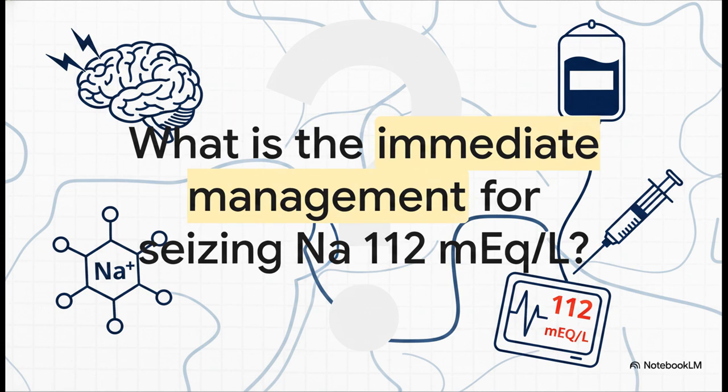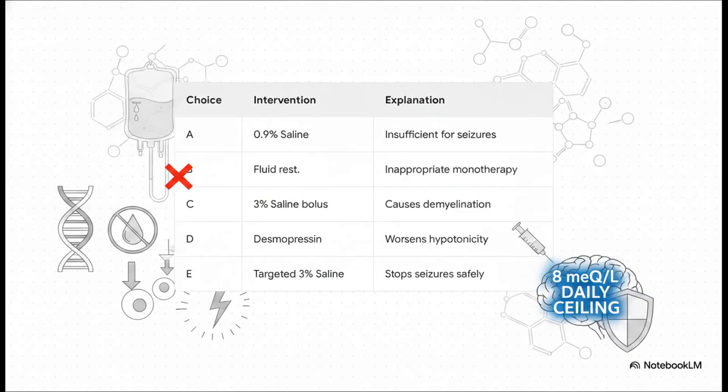Okay, let's test this with an integrated assessment. You've got a patient with severe chronic hyponatremia. Their sodium is sitting at 112, and they are actively seizing. You need an immediate, precise intervention. What is the exact pharmacological management required? Let's systematically break down these 5 answer choices.